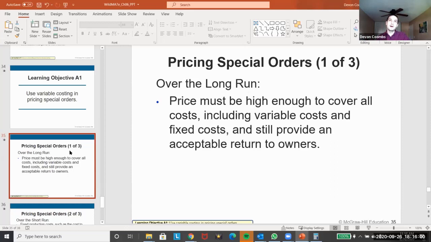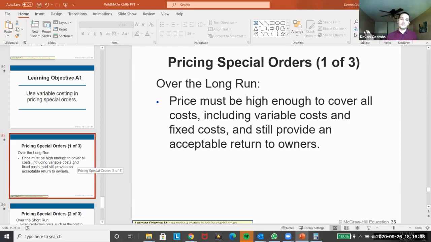Let's say Apple calls up that mug company and says, hey, I want 100,000 Apple branded mugs next month, and we'll pay you $5 extra. You have to determine the cost benefit analysis. Is that $5 extra worth adding the branding? Is it worth stopping our regular production? Can we produce more? The concept here is the price must be high enough to cover all costs, including the variable costs and fixed costs, and still provide an acceptable return to the owners.